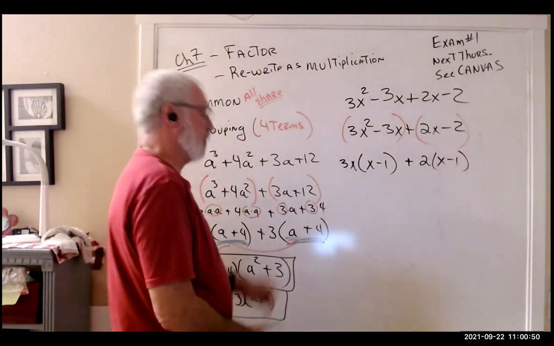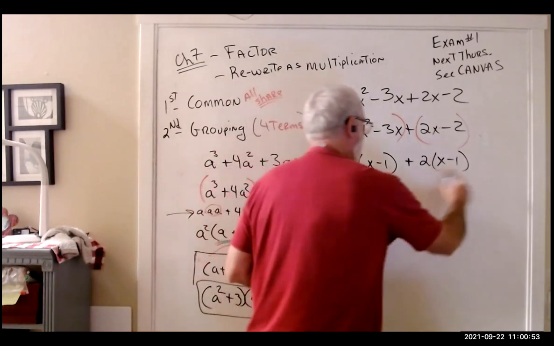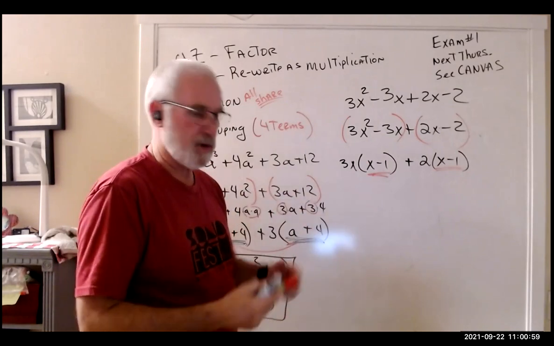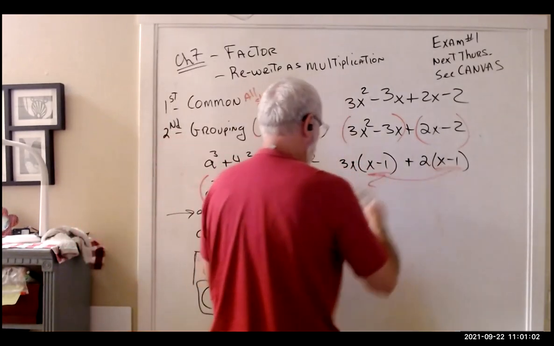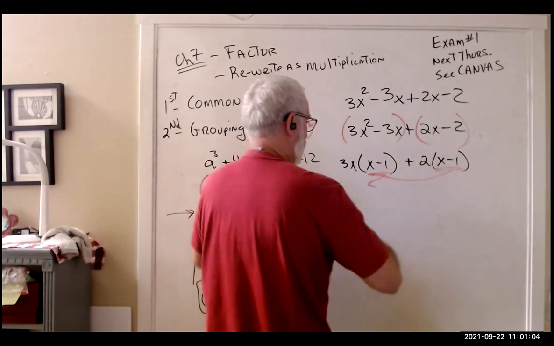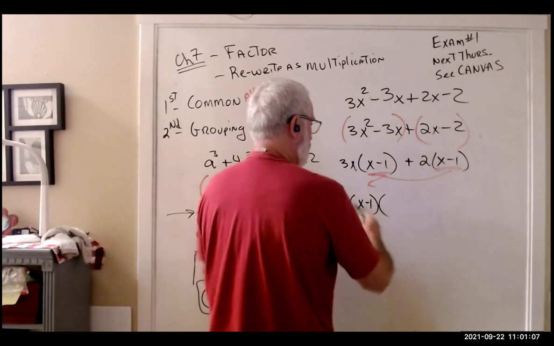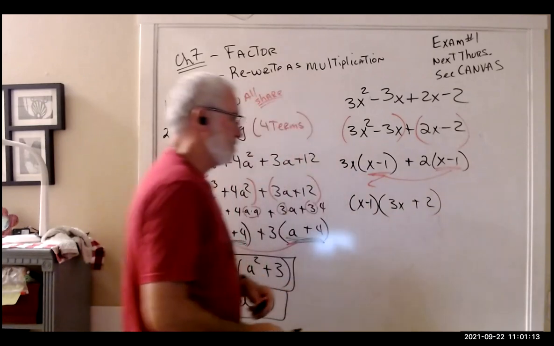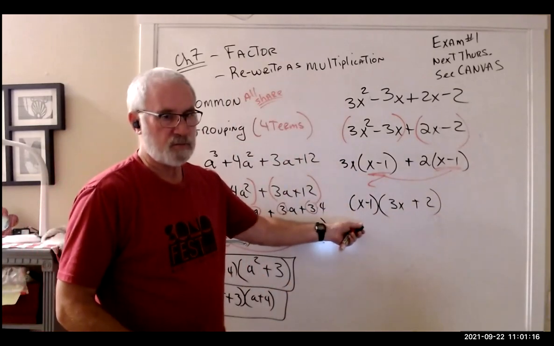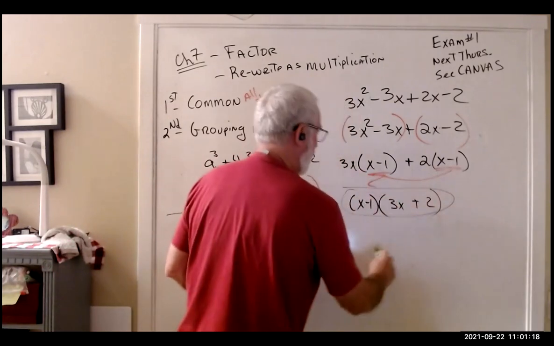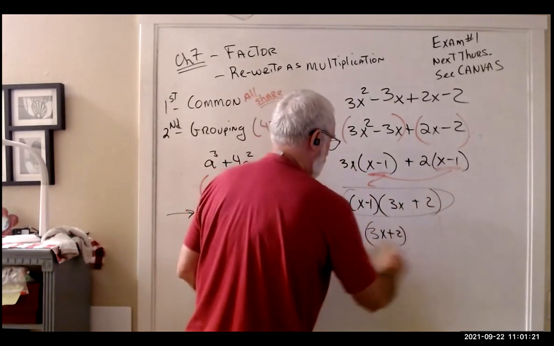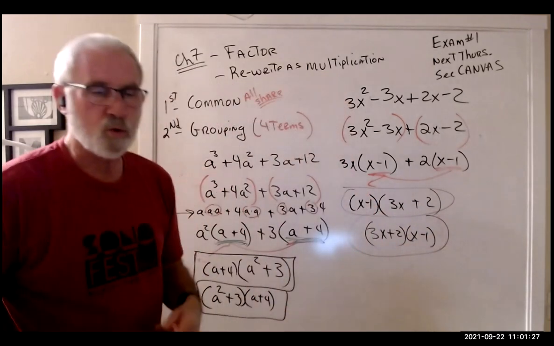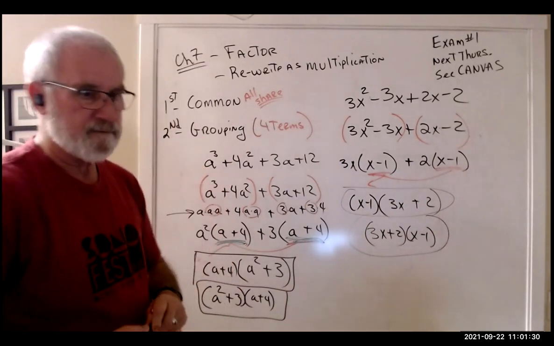But I'm not done because I look here and I go, whoa, look, they have a binomial in common. They still have something in common. So I can pull that common term out front. I pull the x minus 1 out front. Who falls together? The 3x and the 2. And that's your answer. So that's it. And it doesn't matter whether you had 3x plus 2 in front and x minus 1 in back. As long as you've got those two quantities, you did it right.